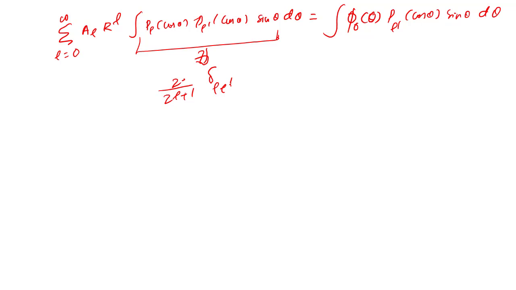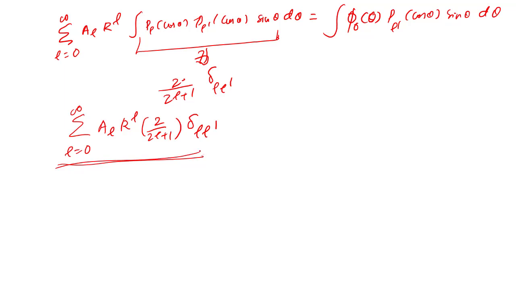So then I can write this left hand side as the sum over L equal to 0 to infinity of A_L r to the power L times 2 by 2L plus 1, delta L L prime. So this is a series of terms that are being summed over. So L goes from 0, 1, 2, and so on and so forth.